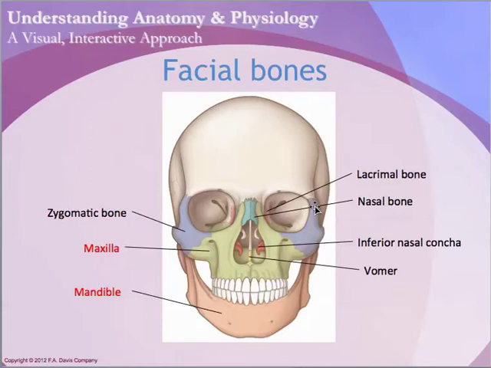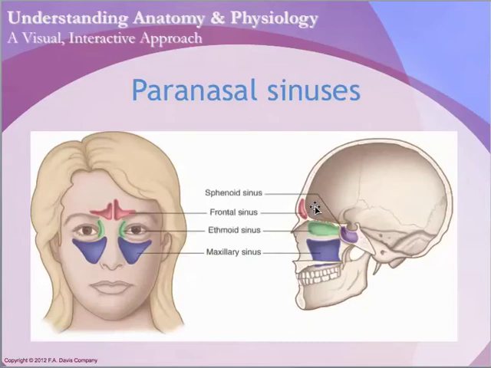The mandible really is the jaw, and it's the largest and strongest bone of the face, and it's really the only facial bone that can move. So those are a couple of differentiating factors for the mandible. We have the paranasal sinuses. I'm not going to ask you to memorize any of these, but make sure you know what sinuses are.